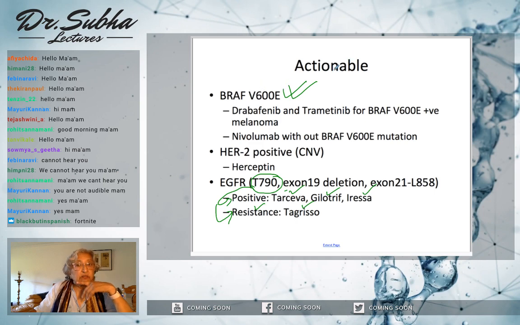But in this particular slide, the point I'm trying to make is there are two drugs, Dabrafenib and Trametinib, for BRAF V600E positive melanoma. If they're positive, you give one drug. If they're negative, you give a different drug. Some of these drugs have been developed just for patients with this kind of mutation. Clinical trials were done in patients with this mutation, and they are benefiting because of that.